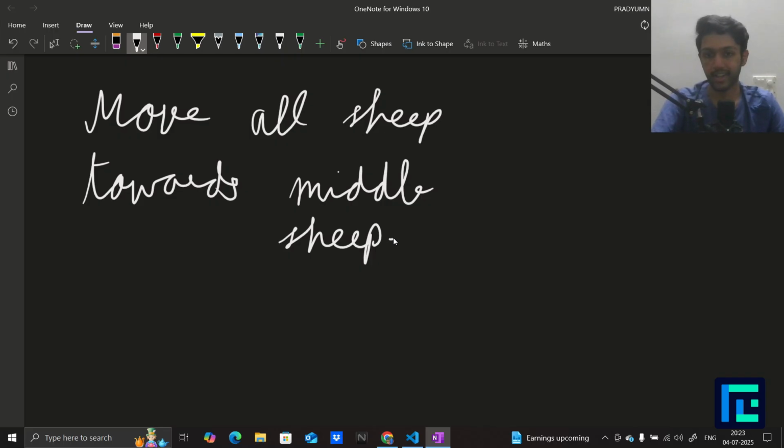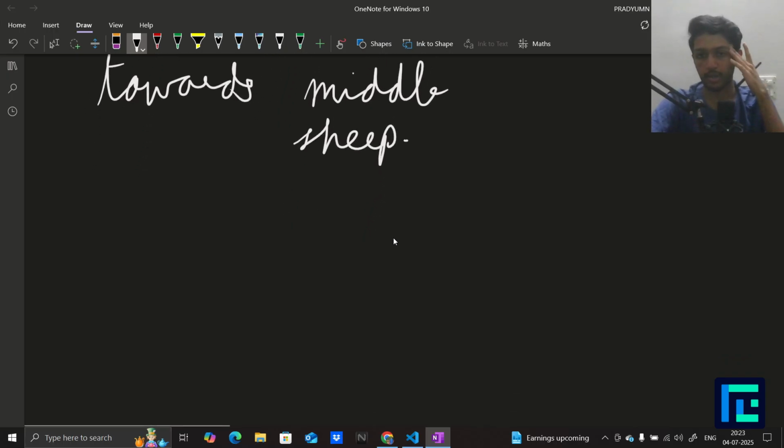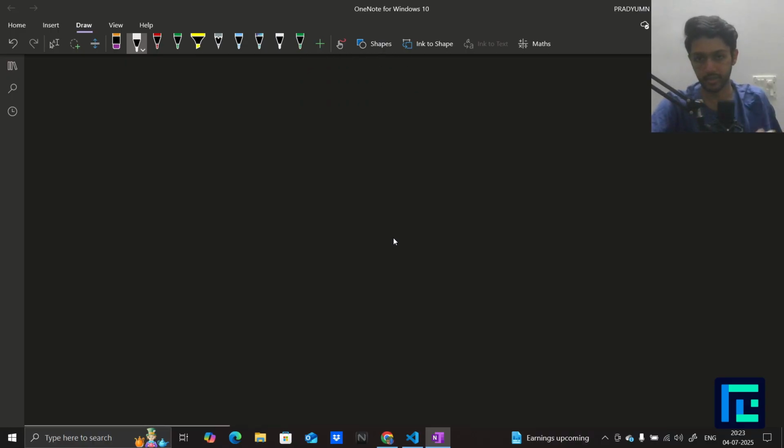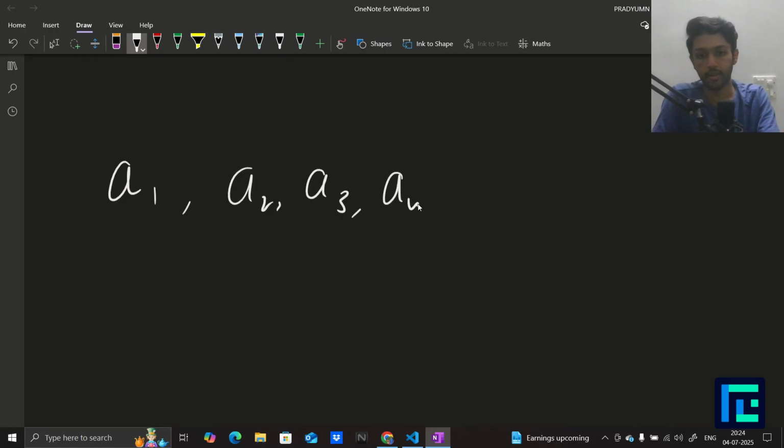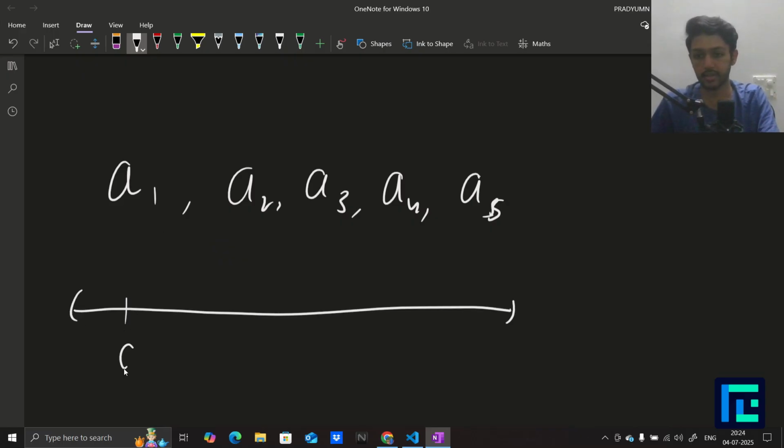And why it is optimal, I can tell you by using an example. Let's say we have 5 sheeps. They are at positions A1, A2, A3, A4 and A5. Basically, these are their coordinates. This is A1. I have drawn them on a number line.